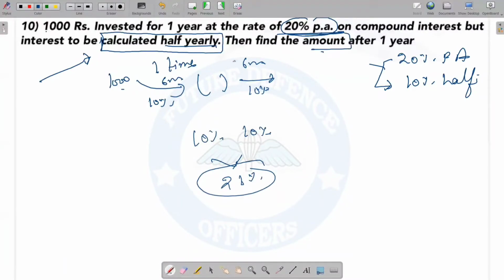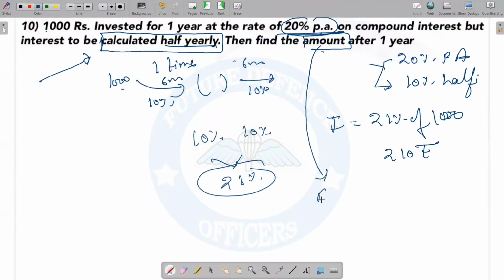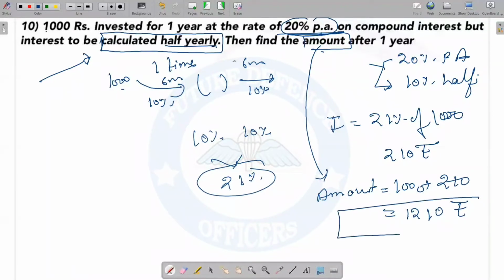We have to calculate the amount. So what will the interest be? Interest will be 21% of 1,000, that is 210 rupees. But they are not asking the interest, they are asking the amount, what money you will return. You will return the 1,000 rupees which you have taken plus 210 rupees which you will pay as interest. Means total money you will be paying is 1,210 rupees. This is the money you will be paying after 1 year.